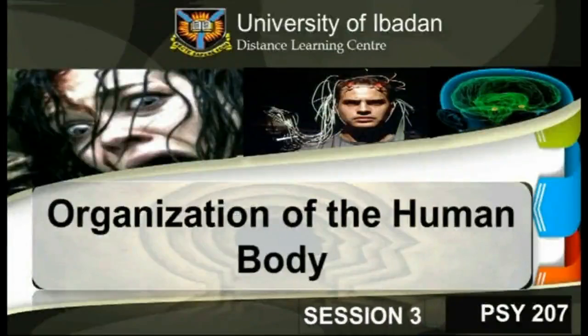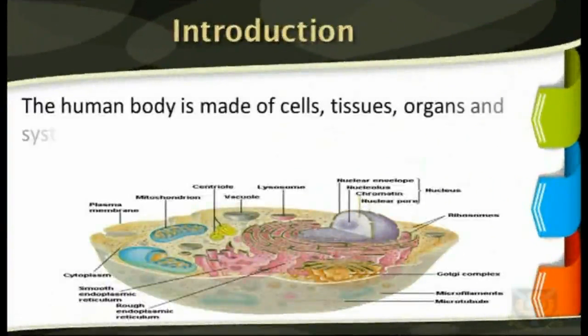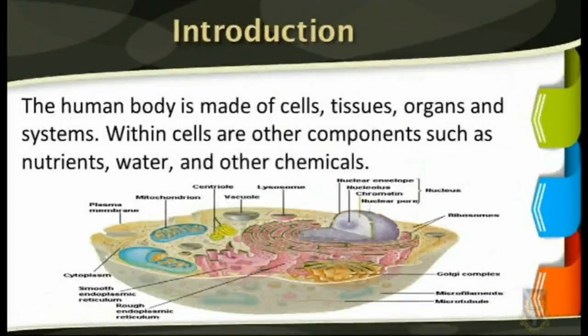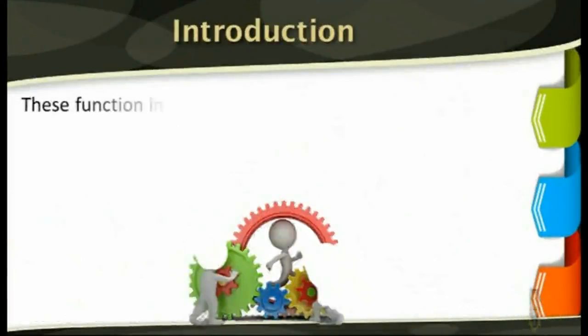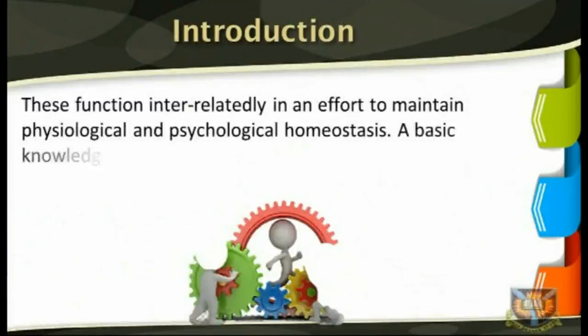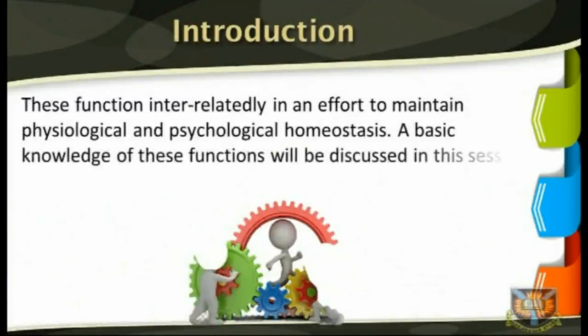Organization of the human body. Introduction. The human body is made of cells, tissues, organs, and systems. Within cells are other components, such as nutrients, water, and other chemicals. These function interrelatedly in an effort to maintain physiological and psychological homeostasis.